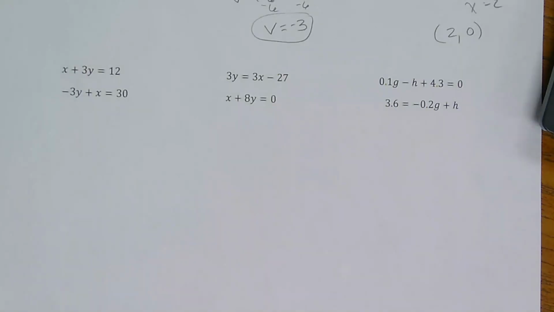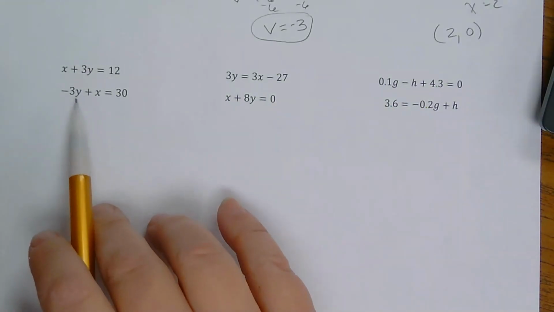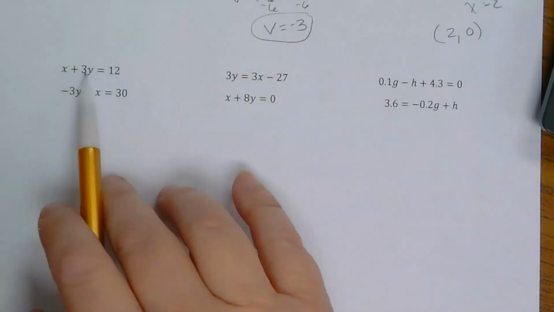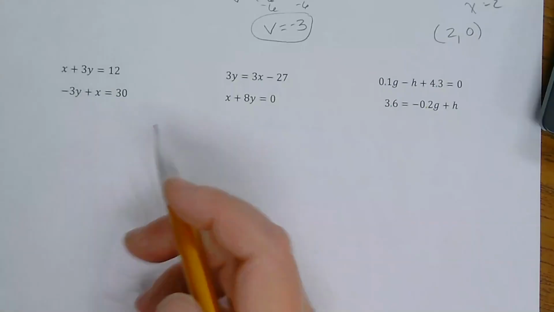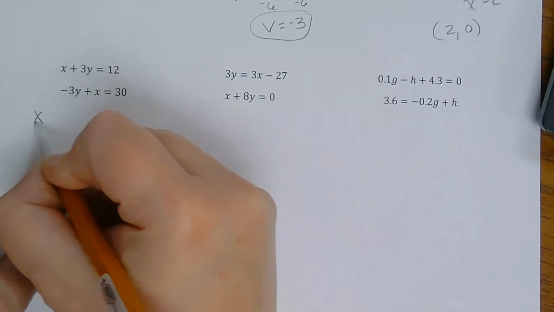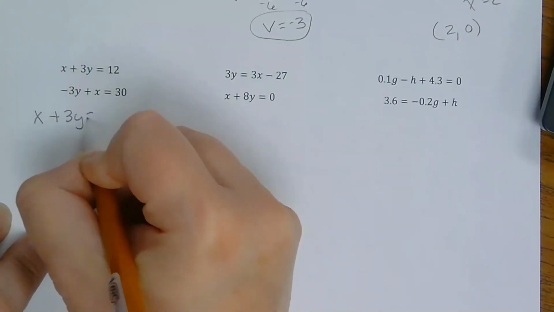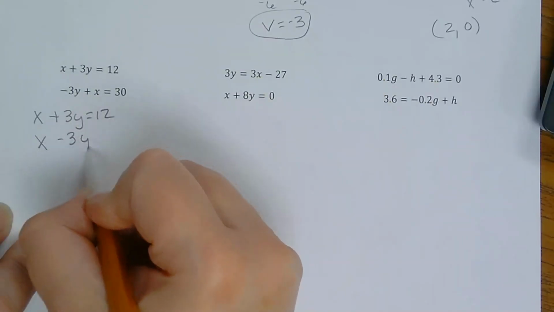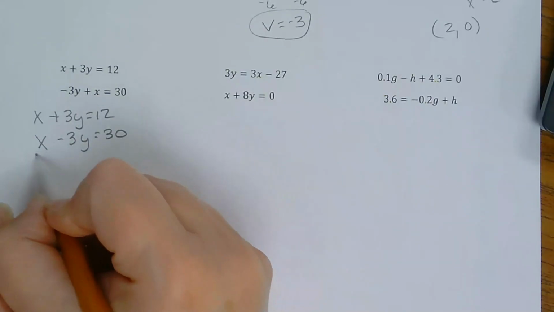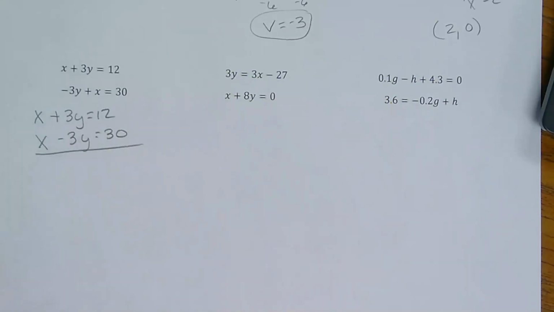All right, let's do these last three problems. This one, not in good shape here. See how these aren't lined up correctly? I like x's and y's like this, so I'm going to trade these two places. So the top one I'm going to keep x plus 3y equals 12. The bottom one is going to be x subtract 3y equals 30. So I had to put them in line before I could add.